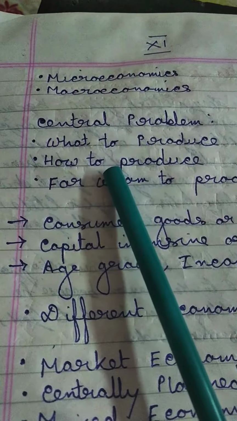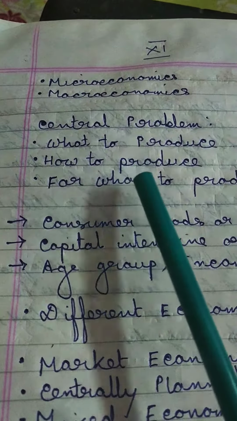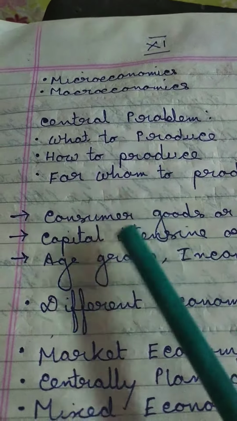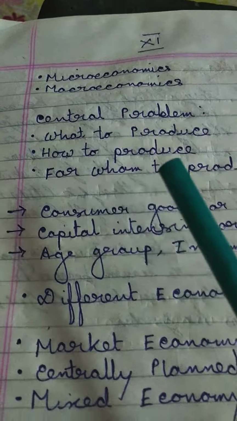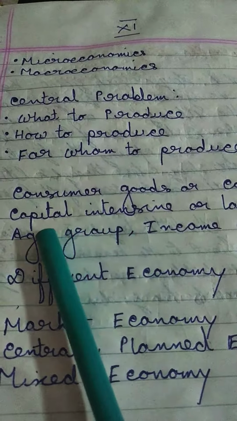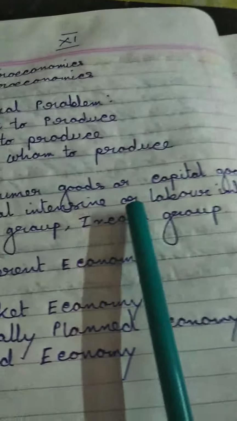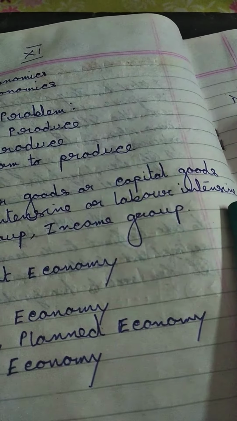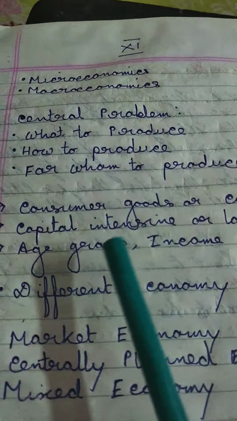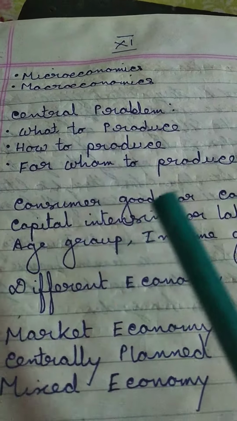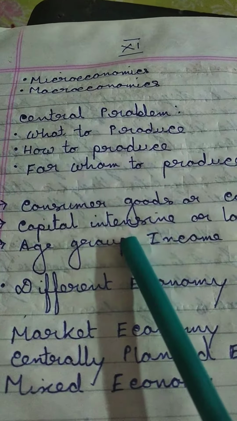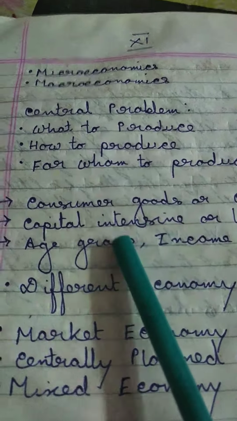Now come to the second point, that is how to produce. How to produce basically means the technique of production. We all know there are two types of technique of production. First one is capital intensive and second one is labor intensive. Now first, what is capital intensive? Capital intensive means whenever in production more machineries are used than labor.